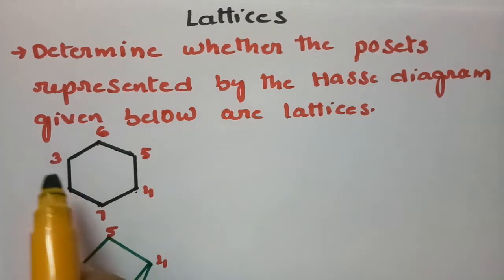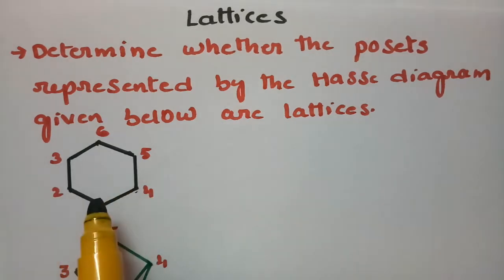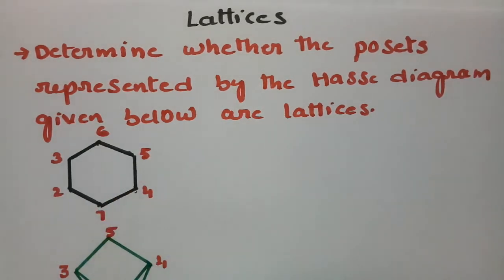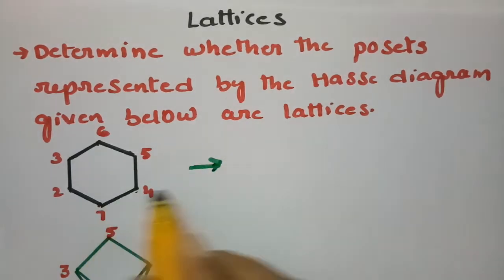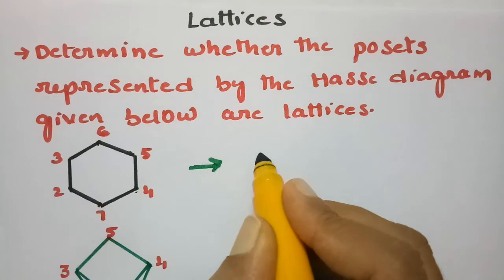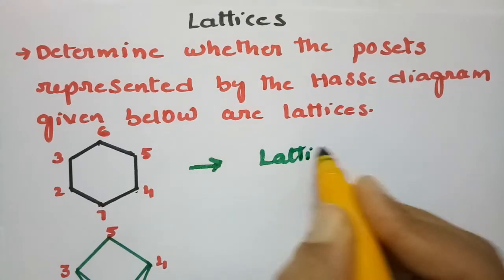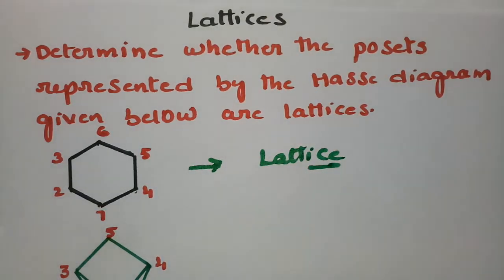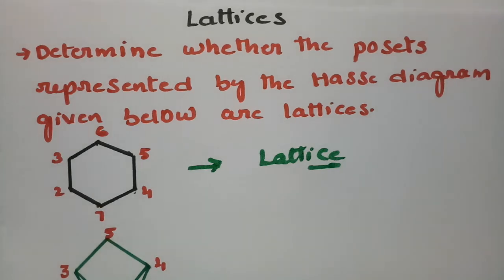If you consider 2 and 3, 2 is the greatest lower bound and 3 is the least upper bound. So each and every pair has the greatest lower bound and the least upper bound. Hence we say that the given poset represented by the Hasse diagram is a lattice, as it contains the greatest lower bound and the least upper bound.